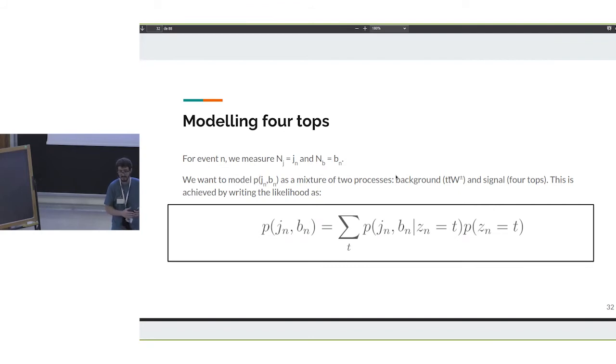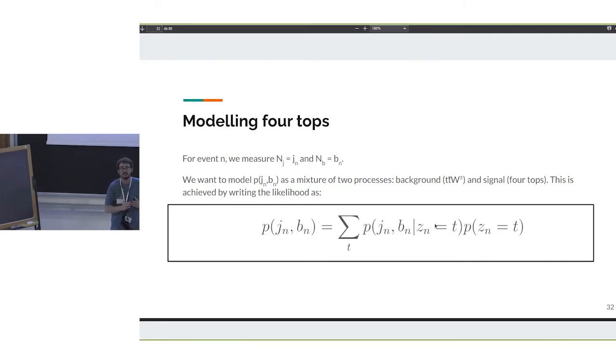Background, which will be TTW, hopefully, and signal, which will be four tops. This is just an explicit writing of the likelihood. We write the joint distribution as a mixture of two classes where each event is generated by a single class. So this is the probability of a given event belonging to a given class, and this is the probability of the measurement given that it belongs to that class.